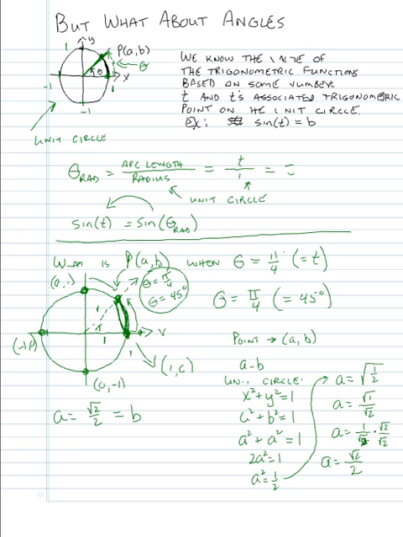So when theta is pi over 4, remembering that that's the same thing as 45 degrees, then the point on the unit circle is the a value, the x value, square root of 2 over 2, and the y value, which is b, is also the square root of 2 over 2. That is a big deal.